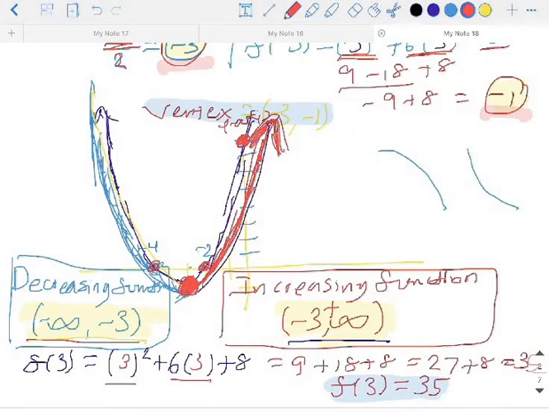And then we were able to interpret the decreasing function from negative infinity up to the lowest point of the parabola, which is negative 3, and then the increasing function from negative 3 up to positive infinity.